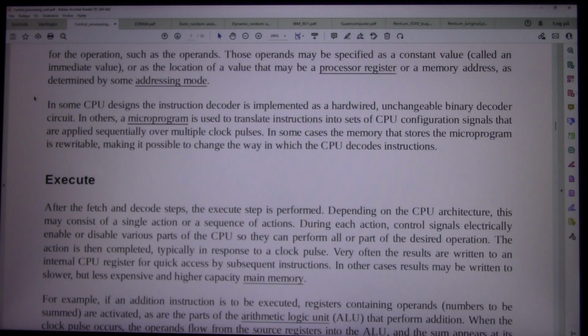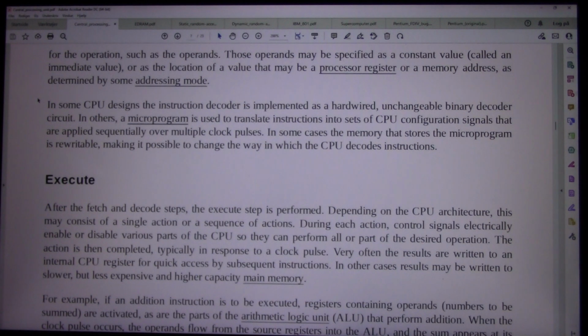Those operands may be specified as a constant value, called an immediate value, or as the location of a value that may be a processor register or a memory address, as determined by some addressing mode. In some CPU designs, the instruction decoder is implemented as a hardwired, unchangeable binary decoder circuit. In others, a microprogram is used to translate instructions into sets of CPU configuration signals that are reapplied sequentially over multiple clock pulses. In some cases, the memory that stores the microprogram is rewritable, making it possible to change the way in which the CPU decodes instructions.